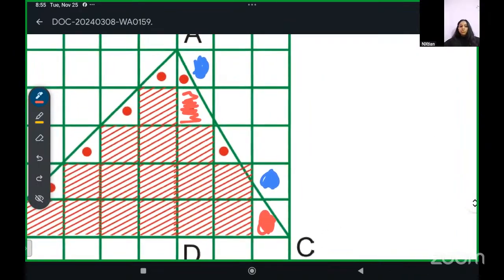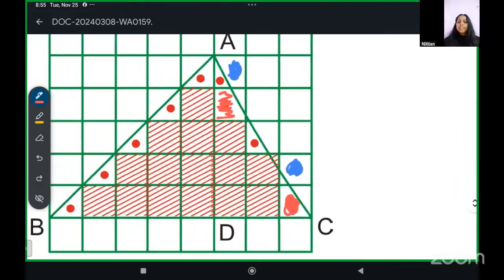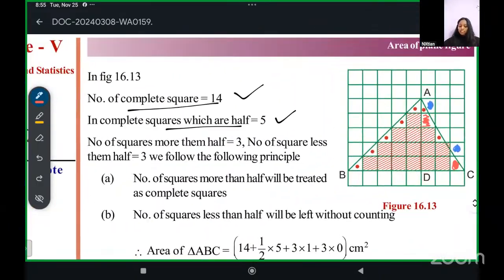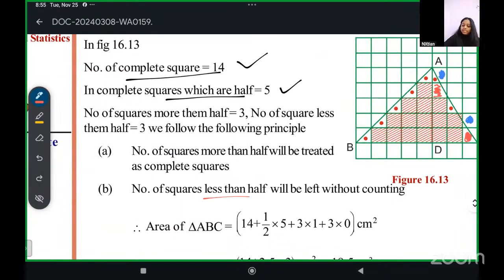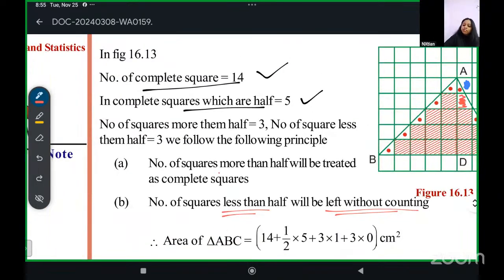The ones which are less than half, we do not include. The number of squares which are less than half will be left without counting. But those which are more than half, we will count them as completely shaded. We count them as full.